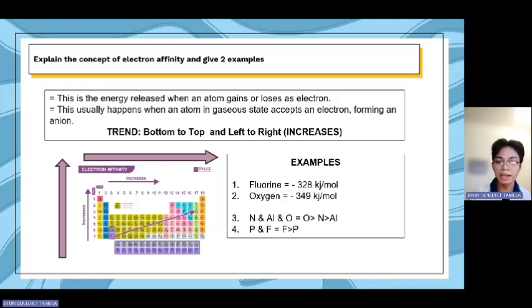So fluorine has a negative 323 kJ per mole and oxygen has negative 349 kJ per mole. And with this set of elements, oxygen is greater than nitrogen and nitrogen is greater than aluminum. Next is phosphorus and fluorine. As we can see, fluorine is on the left side, which indicates that it has a greater electron affinity than phosphorus.